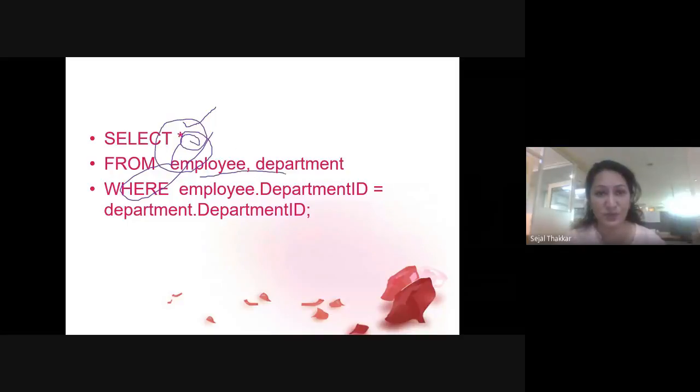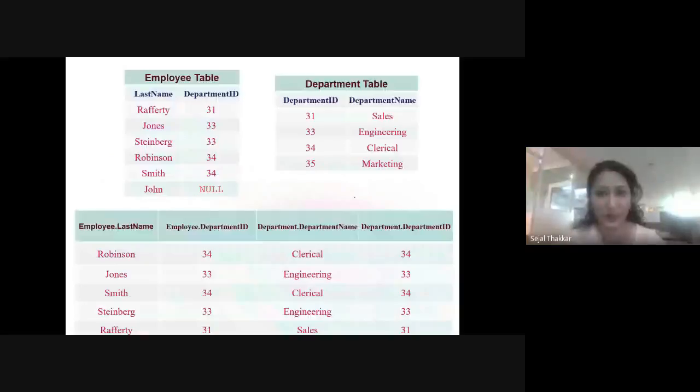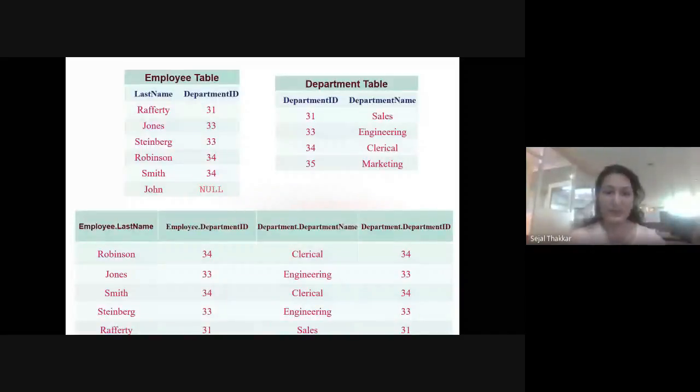From table name one, table name two, where employee.departmentID is equal to department.departmentID, these two are the common values. So from the employee table and department table, it is going to find the relationship, the matching values. For example, 31. So here 31 and 31 is the department ID. 31 has department name sales, and you can see this 31 with the name Refractory.